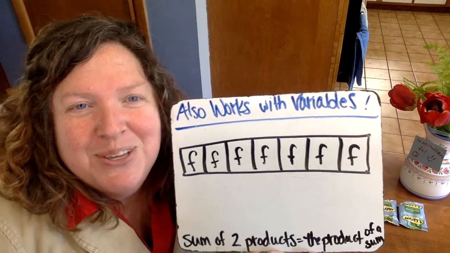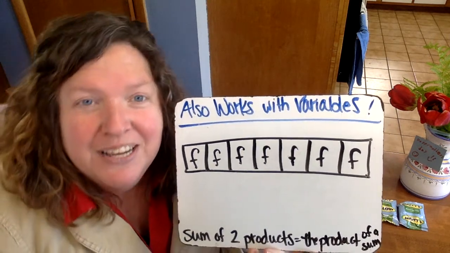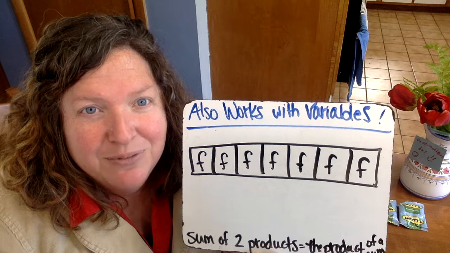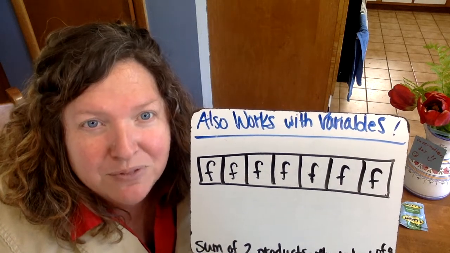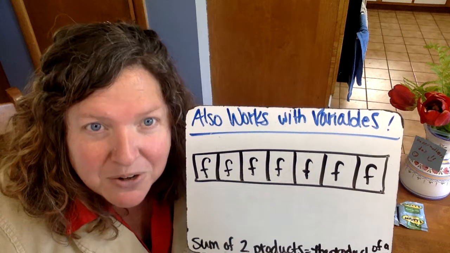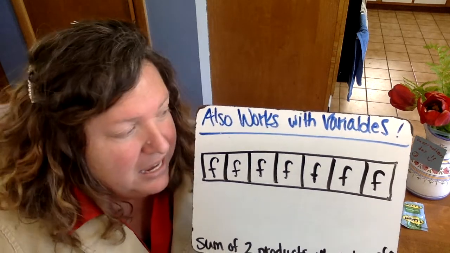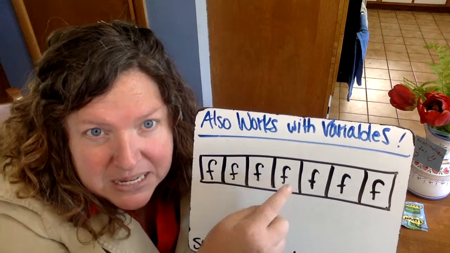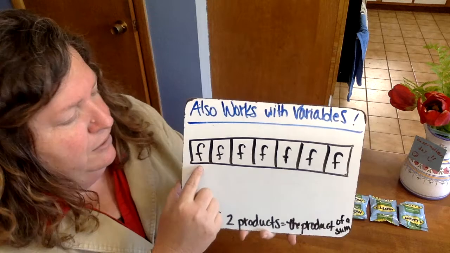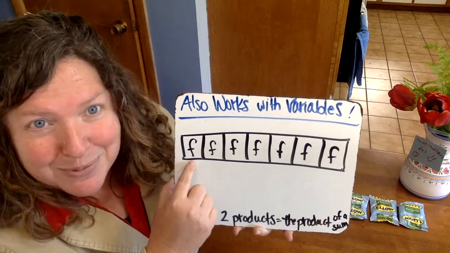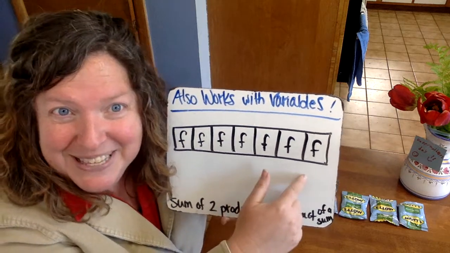Okay, so you might also be wondering, well, I know it works with whole numbers and fractions, but what about if we have letters? What about variables? Remember, variable is the word we call letters in math, and it just means a number that we don't know what it is. And if it's the same variable, it means it's the same missing number each time. So I've got an example here of an F, a mystery number, and the same mystery number, and the same, and the same.